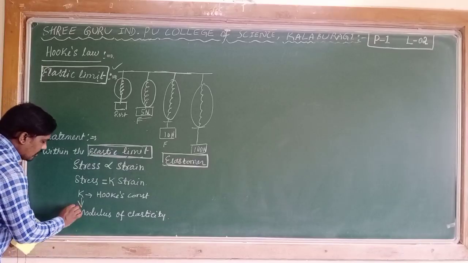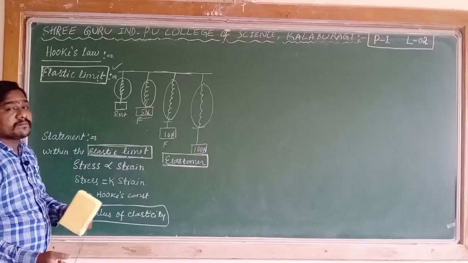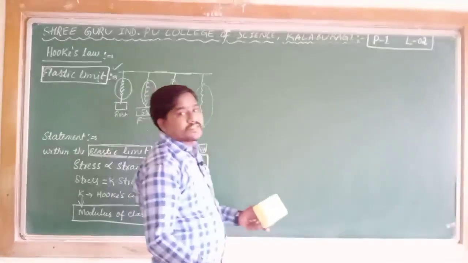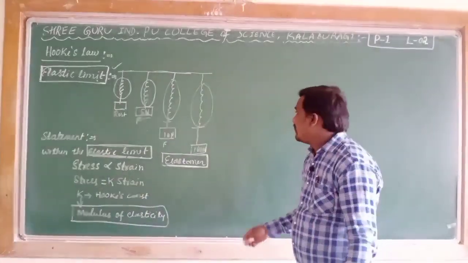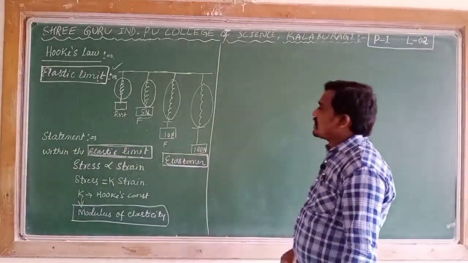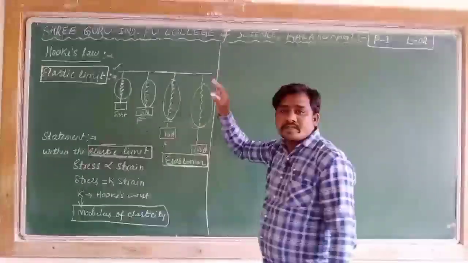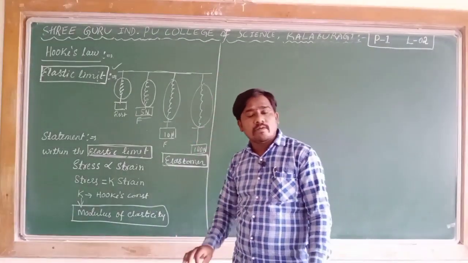Now this K is called the modulus of elasticity, which is the continuation part of stress and strain. In the last class we discussed stress and strain. What is stress? The force acting per unit area. What type of force?